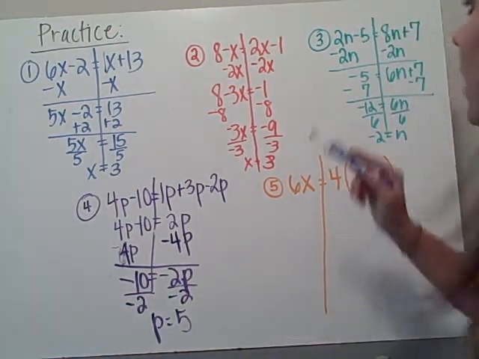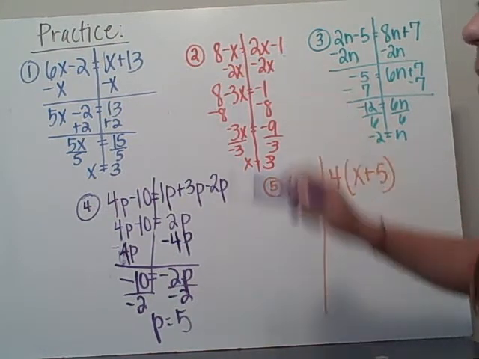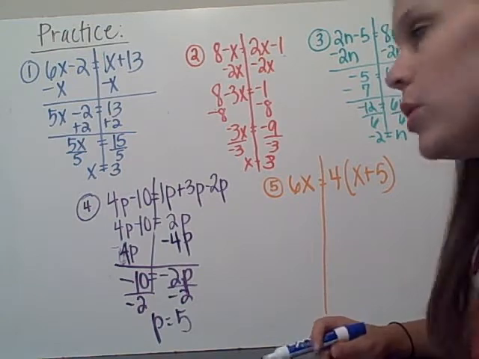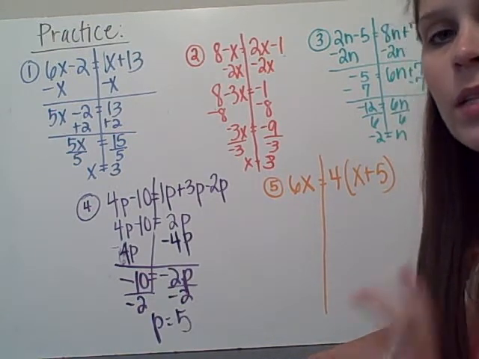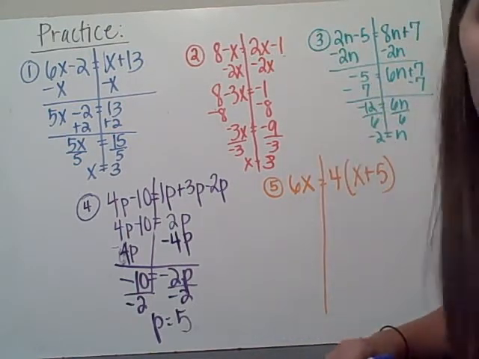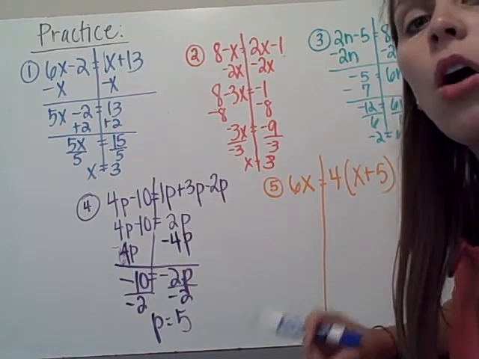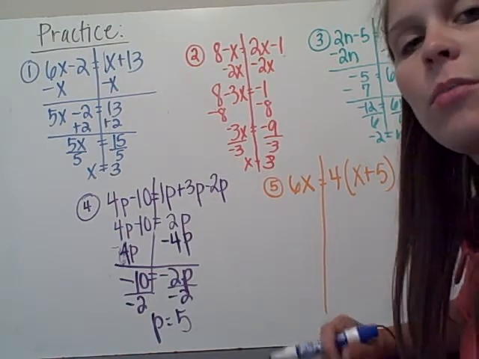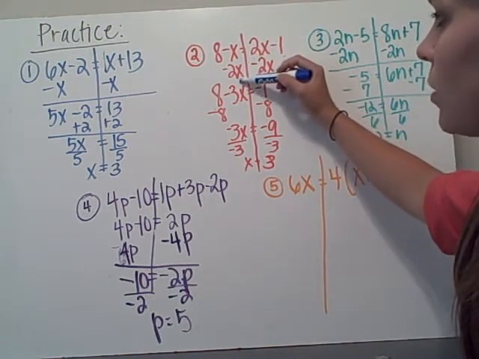Number 2, 8 minus x equals 2x minus 1. Step 1 is to distribute. We do not have any parentheses, so we can skip that step. Step 2, which is optional, is to clear out our fractions. We do not have any fractions to clear out. So now we're on to step 3, which is to get all the variables on one side and our numbers on the other. So here I'm going to subtract 2x from both sides.